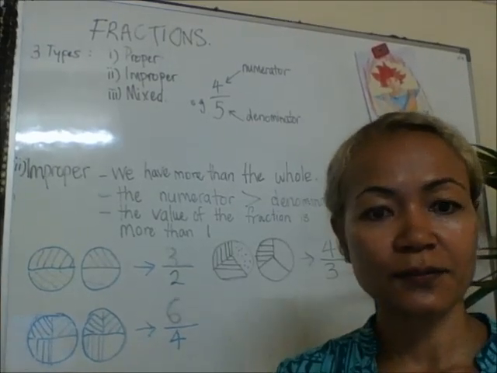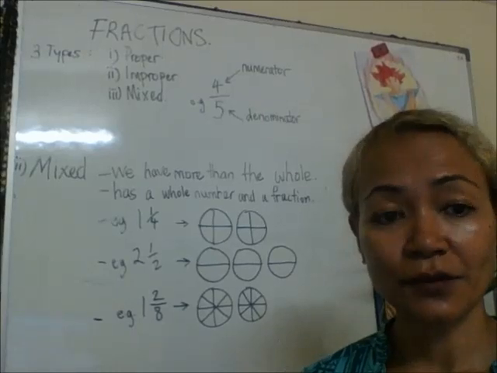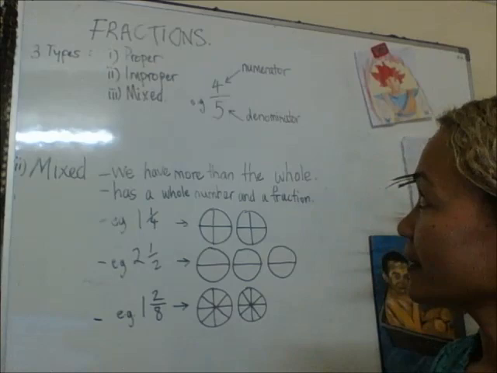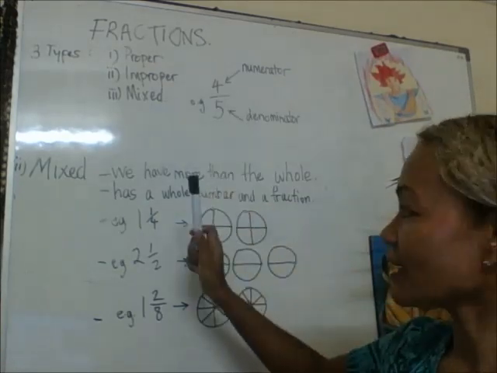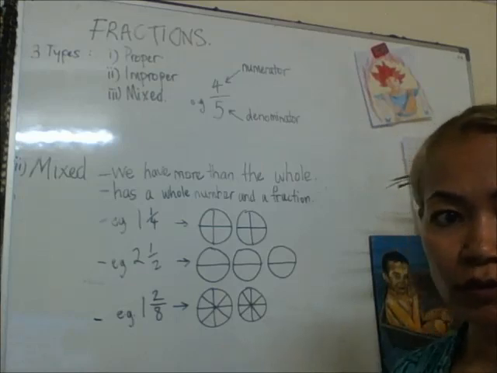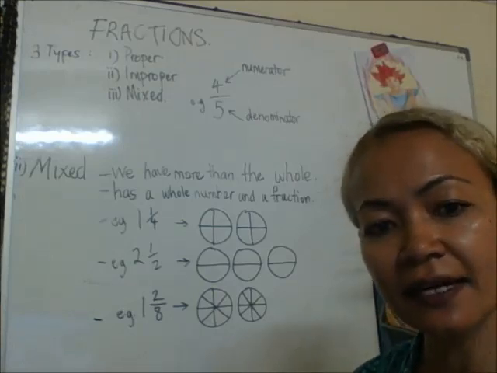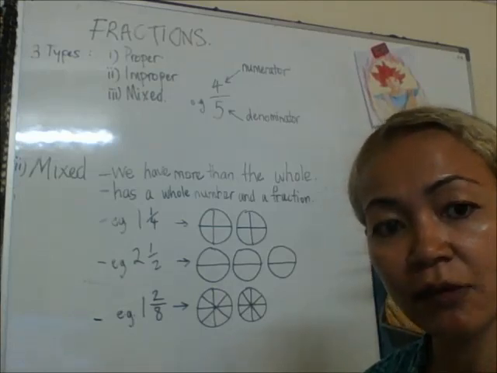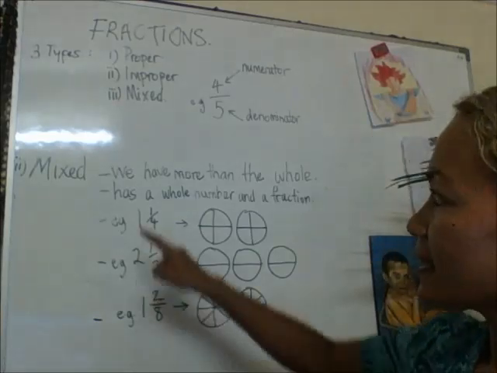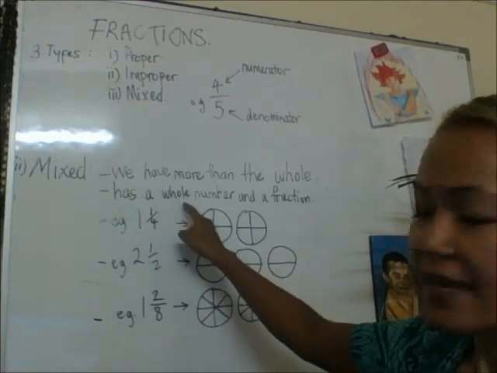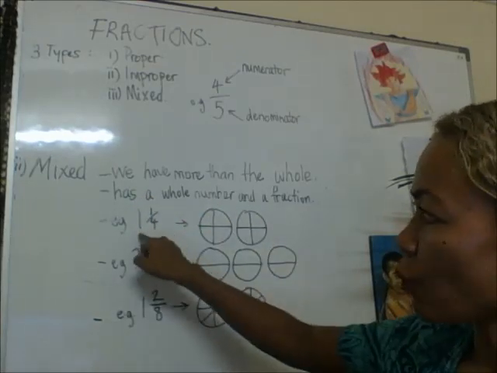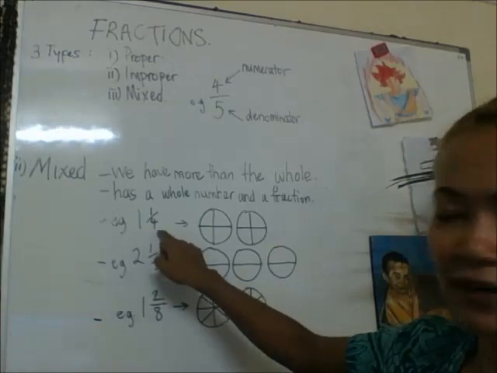We can go on to the third one. On to the third type, which are mixed fractions. Mixed fractions, we have more than the whole. This is one similarity it has with improper fractions. More than the whole. So the value is more than 1. And it has a whole number and a fraction. So for example, 1, that's the whole number, and a fraction.